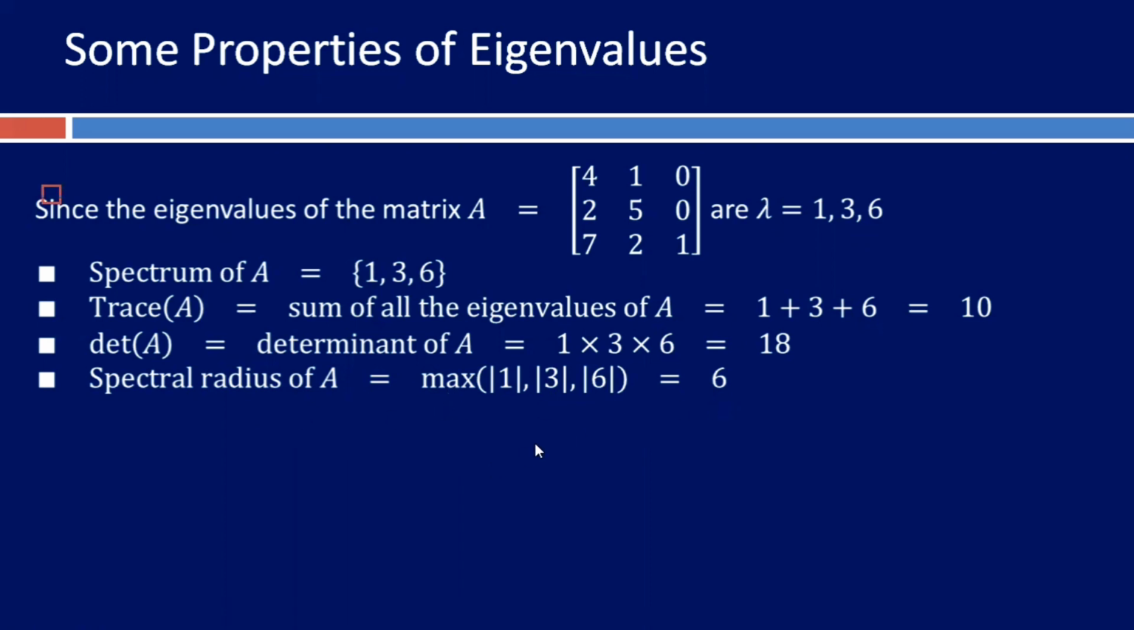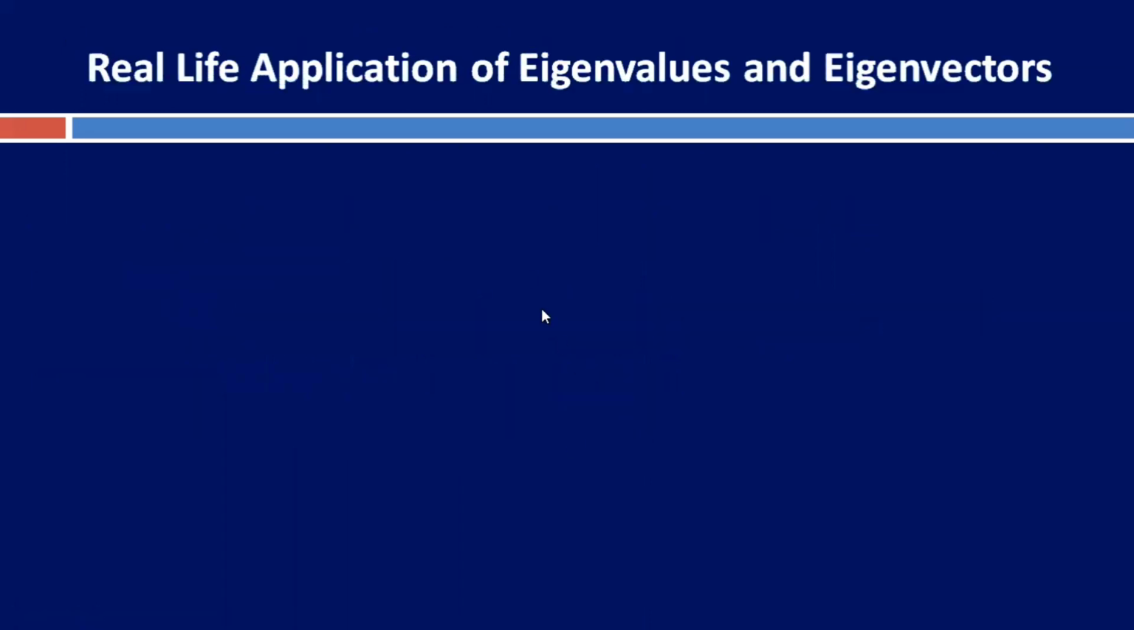Next we see real-life applications of eigenvalues and eigenvectors, and how we use them in real-world problems. First, Google PageRank. Google PageRank is a very important and very vast use of eigenvalues and eigenvectors.